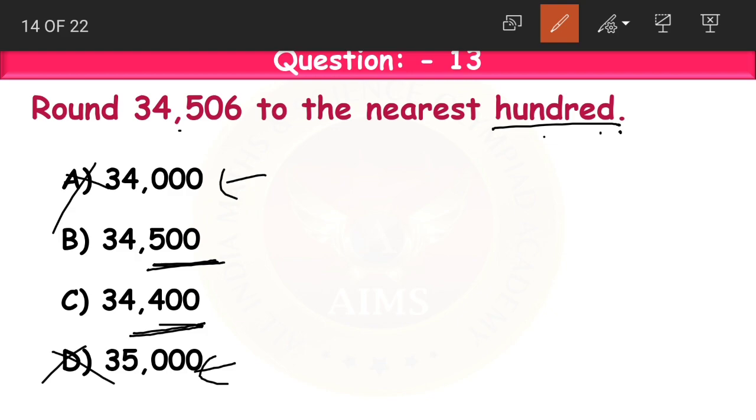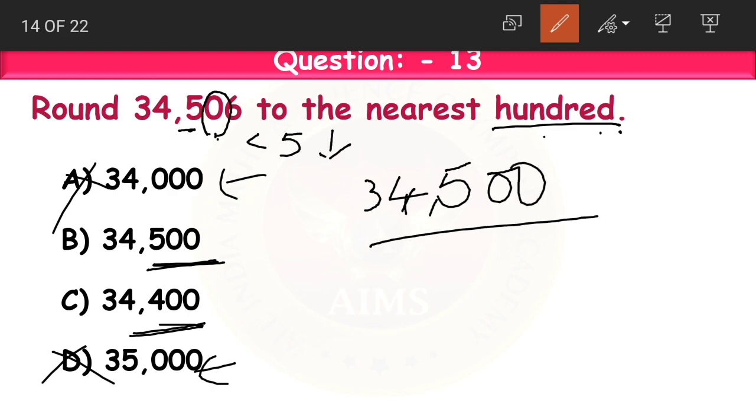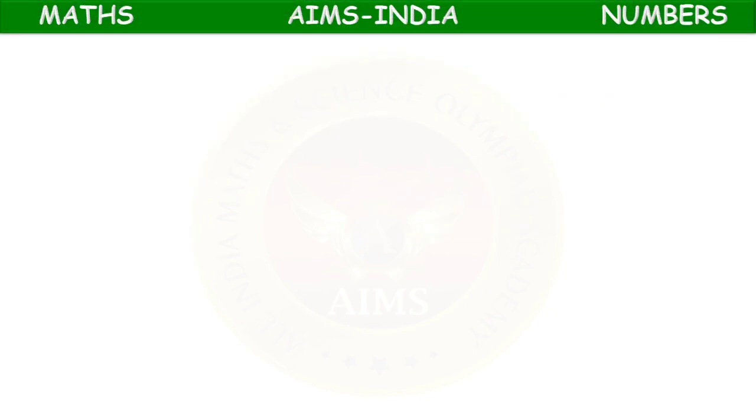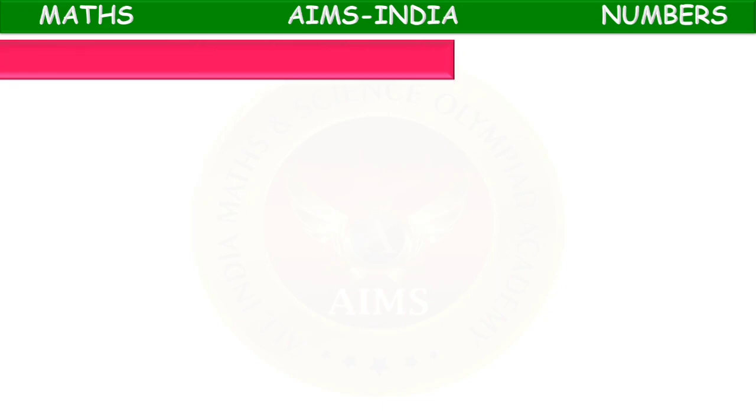Now if you look at the question, 34,506. For rounding off to the nearest 100, we look at the digit in tens place. It is 0. That is less than 5. So we round down. The remaining numbers remain the same, and we add 2 zeros in place of ones and tens. The correct answer is 34,500. Yes students. Rounding off to the nearest 100.